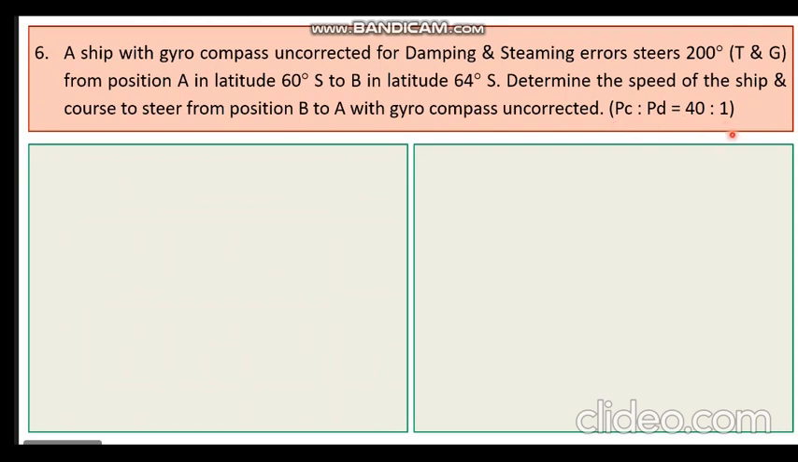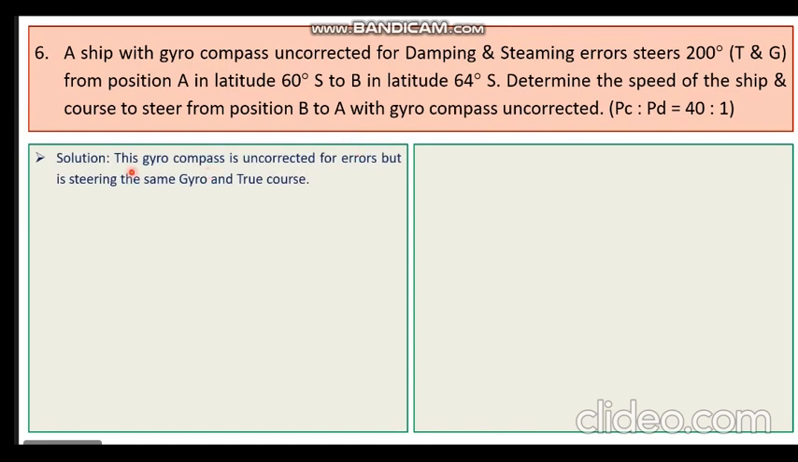In other words, they have provided us with the value of K, which is equal to 1 by 40 in this case. Now this question is a little different from the ones which we have done till now. Till now we were given the ship's particulars and we were required to calculate the compass error, but now they want us to find the speed of the ship. So let's see how we go about the solution.